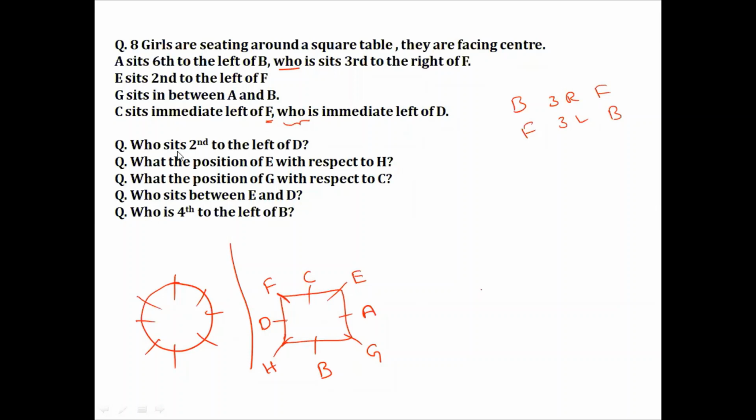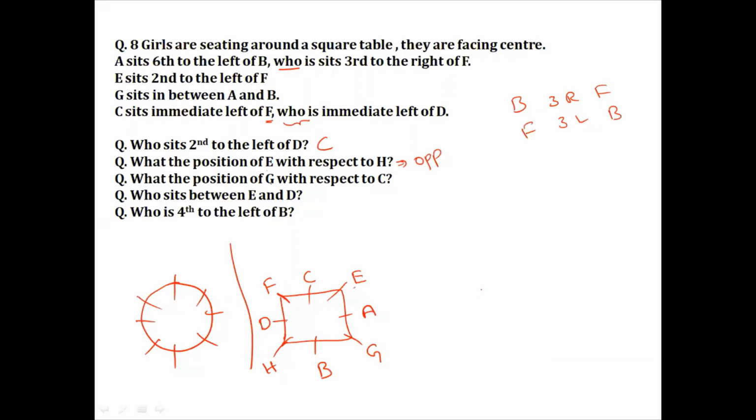So if this is the arrangement, now you can tell me the answers. Who sits second to the left of B? Second to the left of B, the answer is C. Next, what's the position of E with respect to H? We can consider it as opposite, or you can consider it as third right, or third left. So the better answer is opposite. So we can call it diagonally opposite.